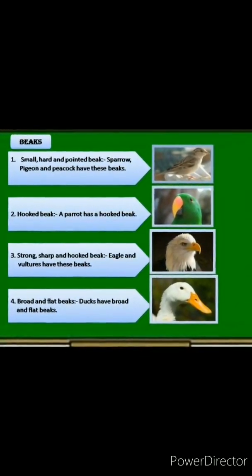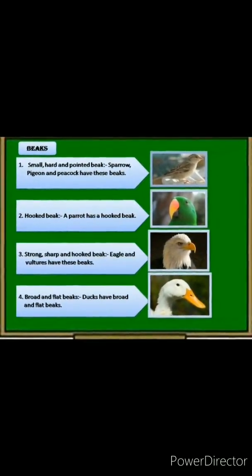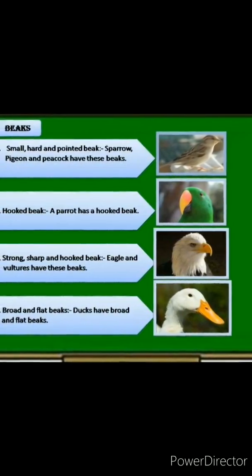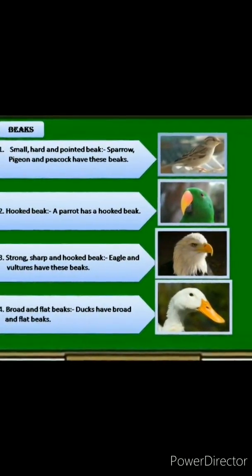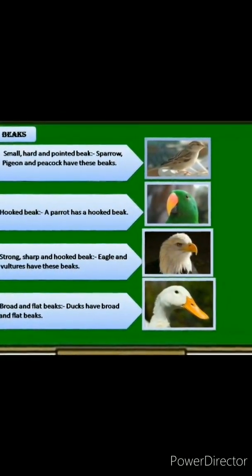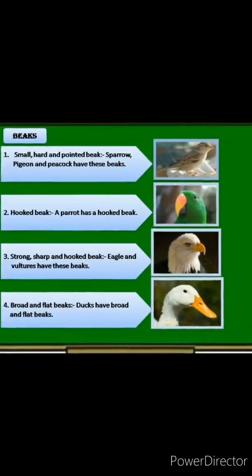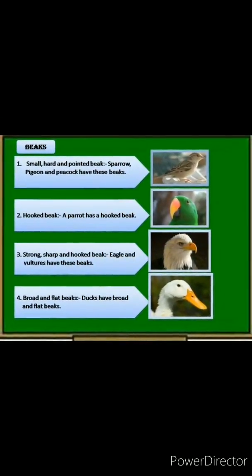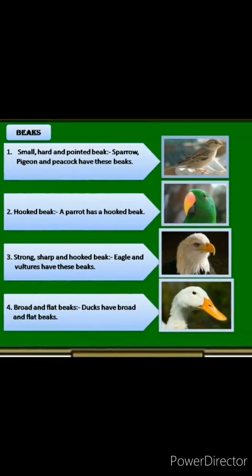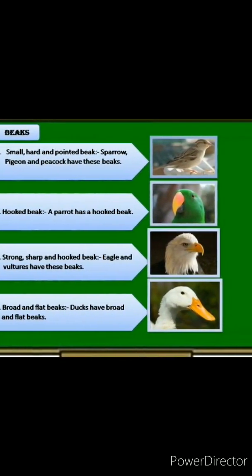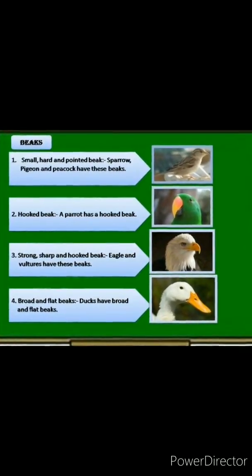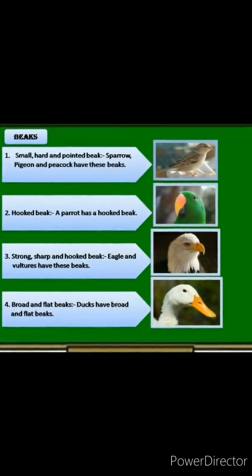Birds like sparrow, pigeon, and peacock have small, hard, and pointed beaks. It helps them to eat grains, seeds, and cracked nuts. Parrot has a hooked beak. This beak helps it to crack nuts and bite hard fruits.